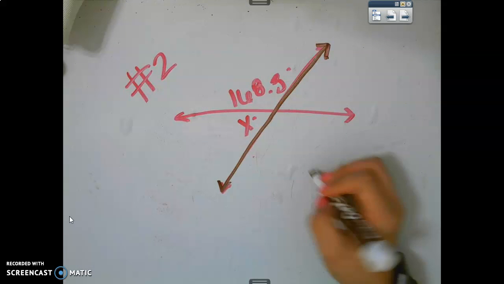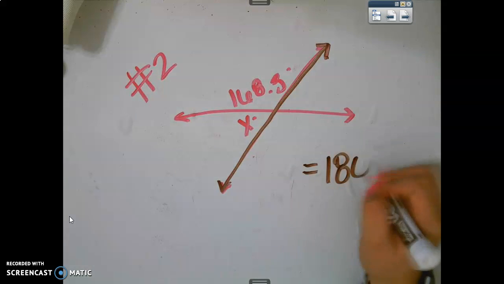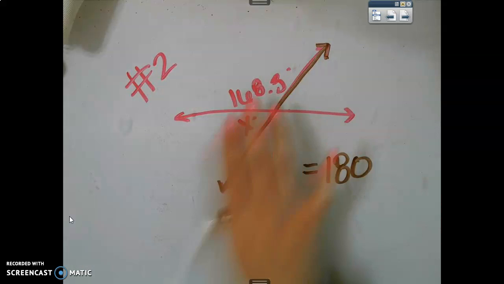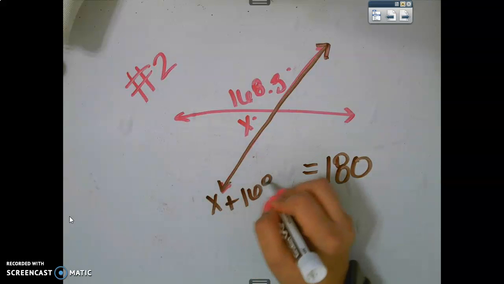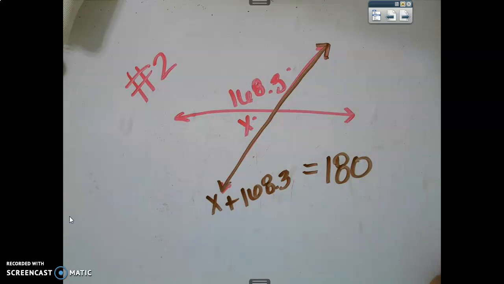So we want to make sure that we equal it out to 180. We use this information to create an equation: x plus 168.3 equals 180. And you're going to go ahead and work from there.